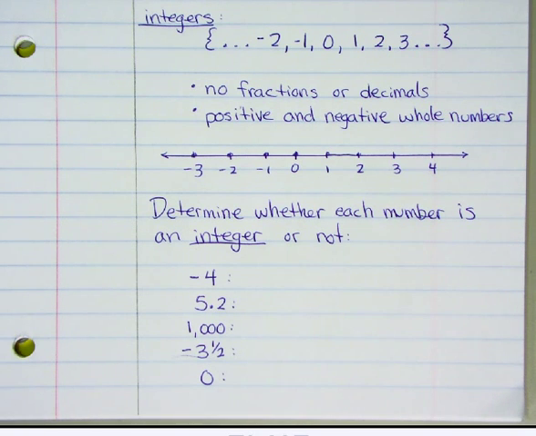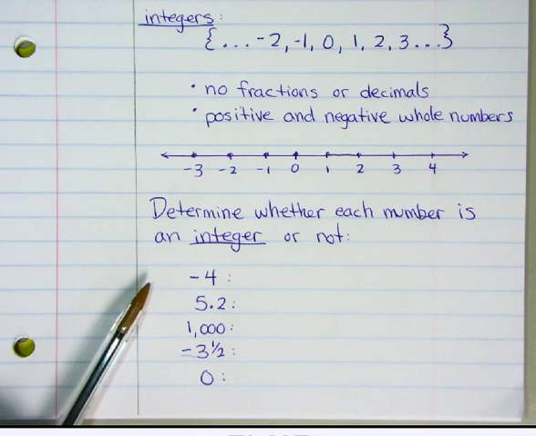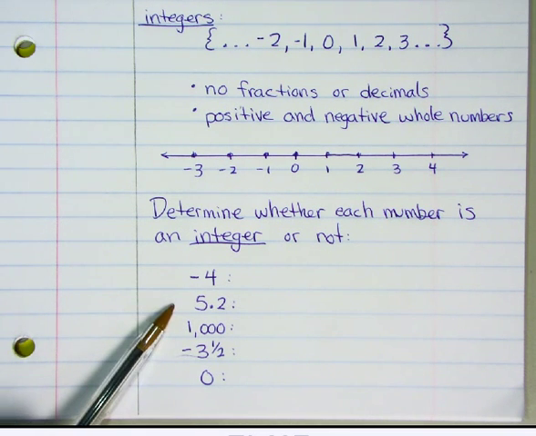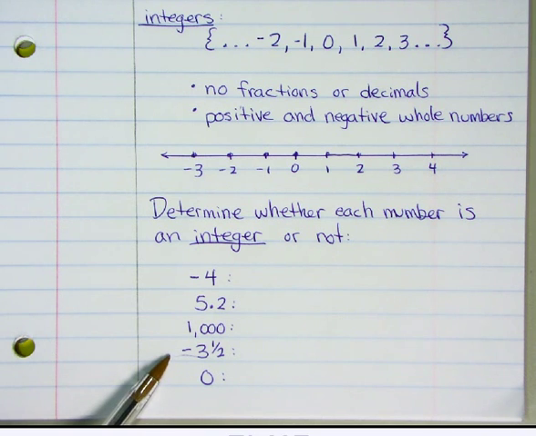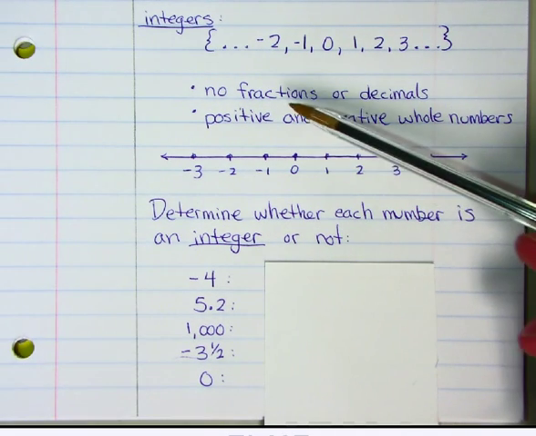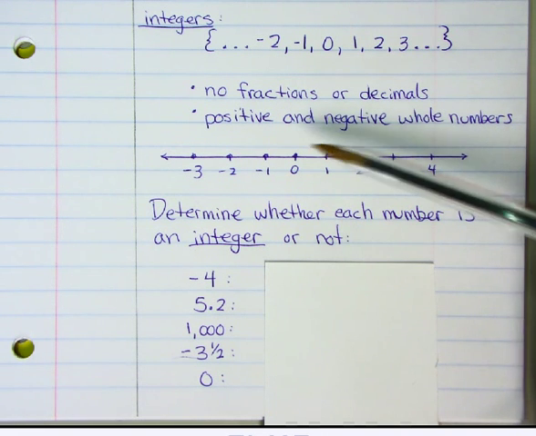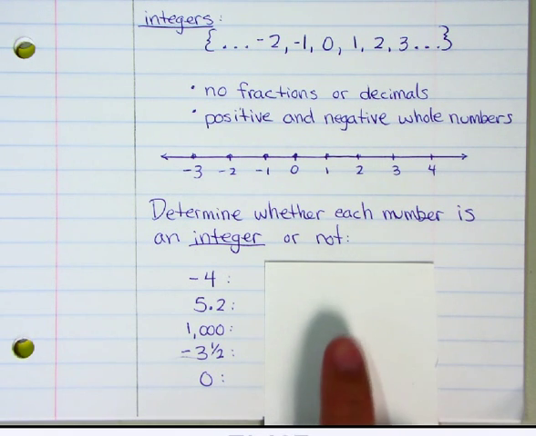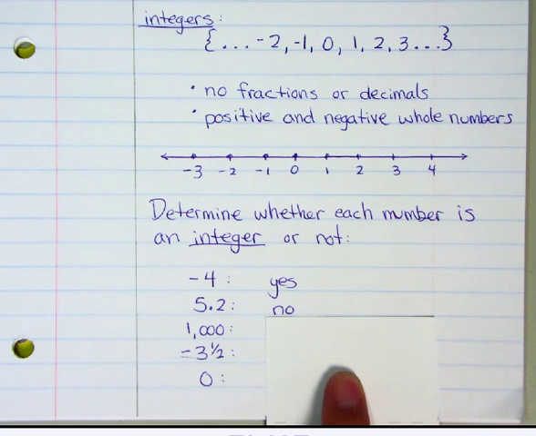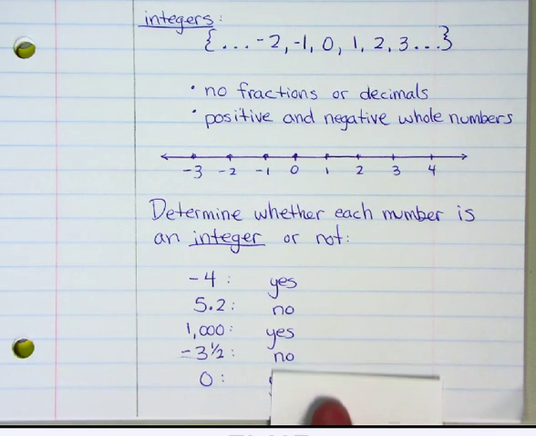Now take a moment and determine whether each number below is an integer or not. So we're going to take a look at 5 different numbers: negative 4, 5.2, 1,000, negative 3.5, and 0. Determine whether each is an integer or not. You can write yes or no next to it. So remember, an integer has no fractions or decimals, and it is a positive or negative whole number. So our answers are yes, no, yes, no, and yes.